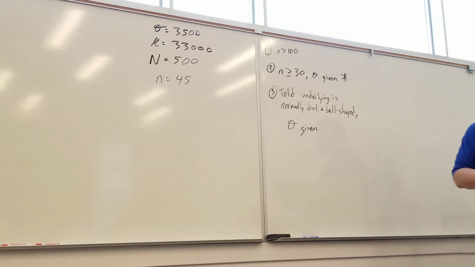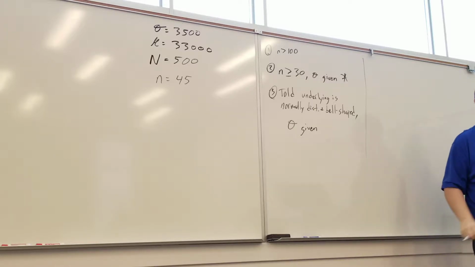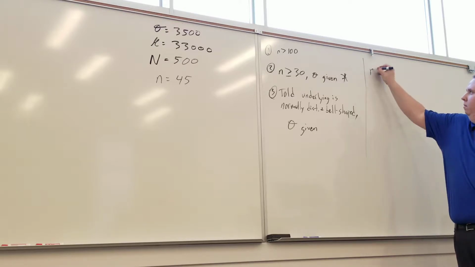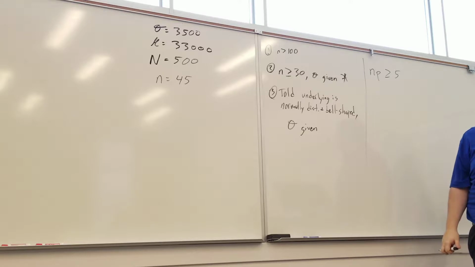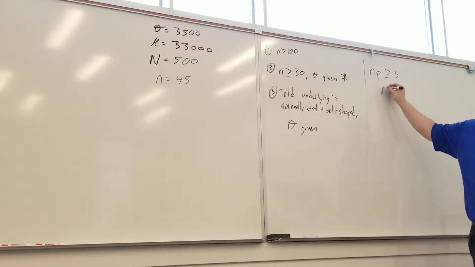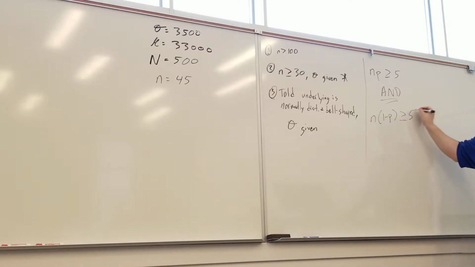All right, let's say we weren't working with means though. We were working with proportions. What is your proof for a proportion? n times p is greater than or equal to 5, and n times 1 minus p is also greater than or equal to 5. Both of those have to be true.